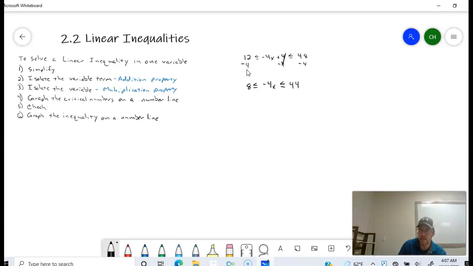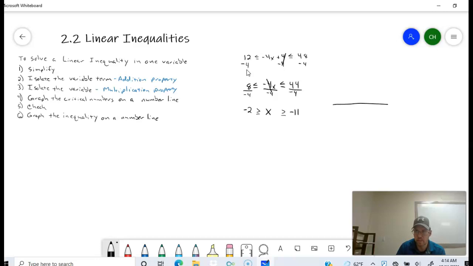Next step, I need to isolate the variable using the multiplication property of inequality, which means I need to divide both sides by negative 4. Alright, so because I'm dividing by a negative, I know that I'm going to have to flip my inequality signs. So I'm going to have greater than and greater than. And on the left side, 8 divided by negative 4 is negative 2, which is greater than or equal to x, which is greater than or equal to negative 11.